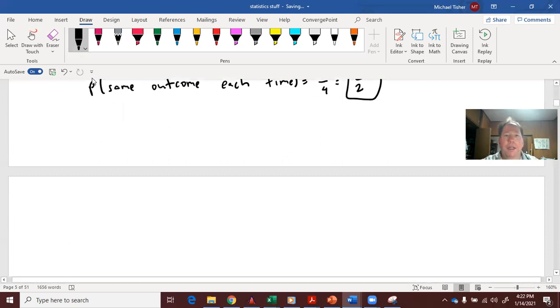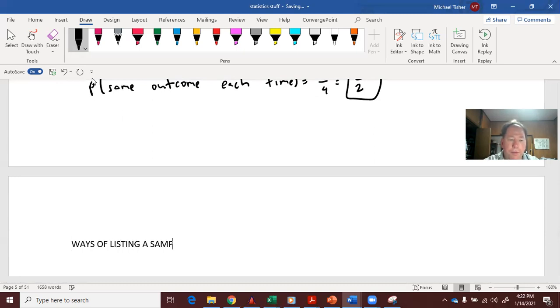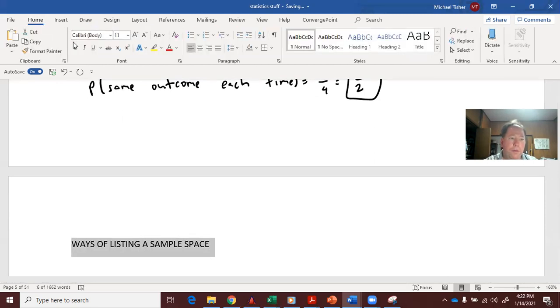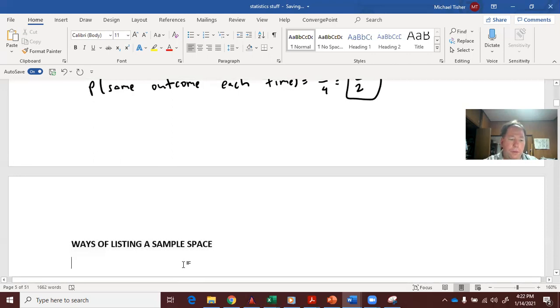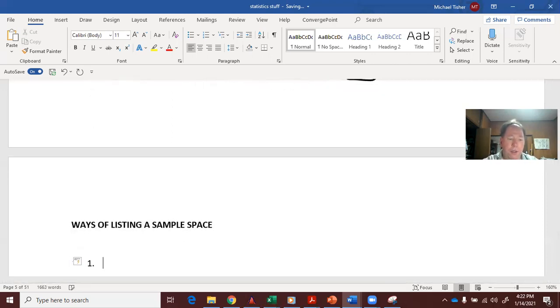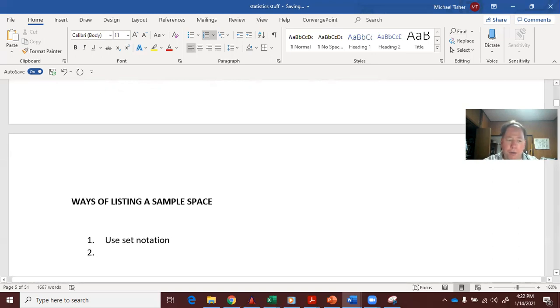Okay, now let's talk about the sample space of other things. Well, before we do that though, I wanted to tell you all the different ways of listing a sample space. Okay, so here are the ways of listing a sample space. One way is to use the set notation like we just did. Another way is to make a table.